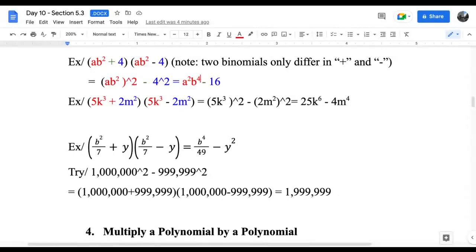Anyone has any question? Let's see the next example. (5k³ + 2m²)(5k³ - 2m²), conjugates. Right? So what do we get? We get the first one squared subtracting the second one squared. First one squared, we have 5 squared, 25, k raised to 3 times 2, 6. So 25k⁶.